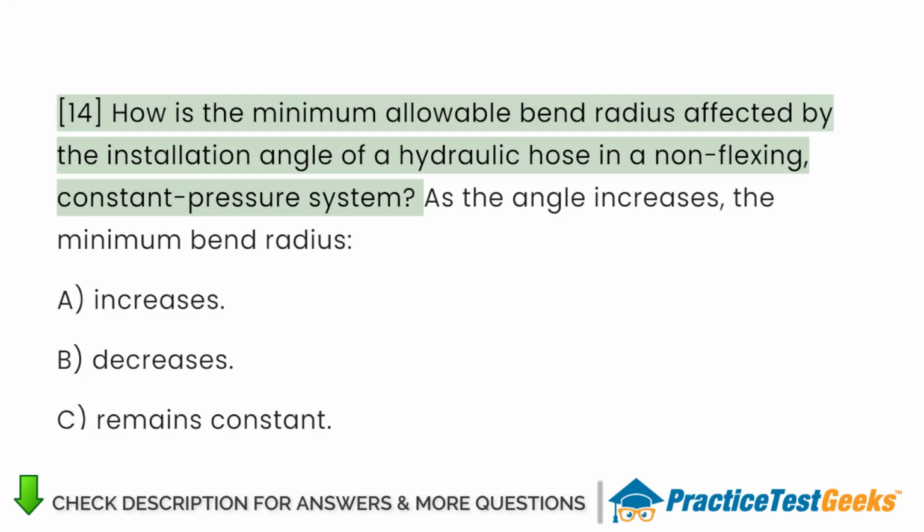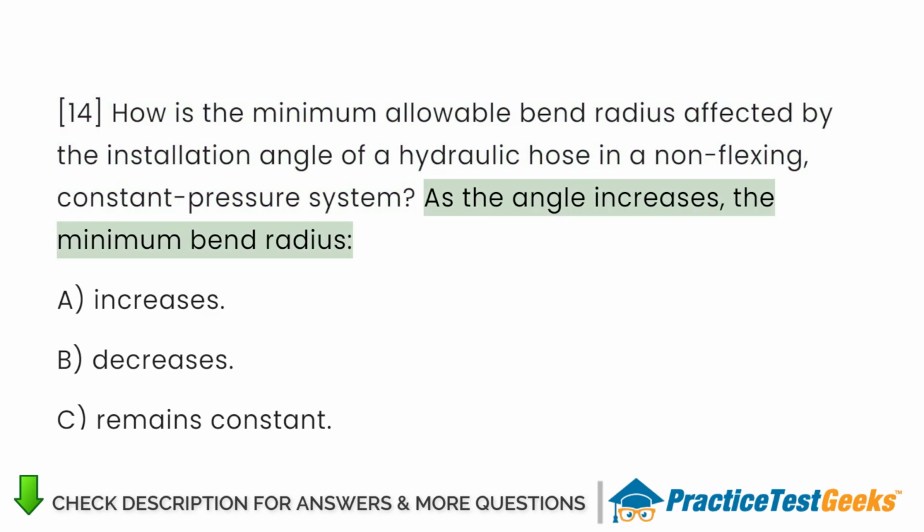How is the minimum allowable bend radius affected by the installation angle of a hydraulic hose in a non-flexing, constant pressure system? As the angle increases, the minimum bend radius A. increases. B. decreases. C. remains constant.